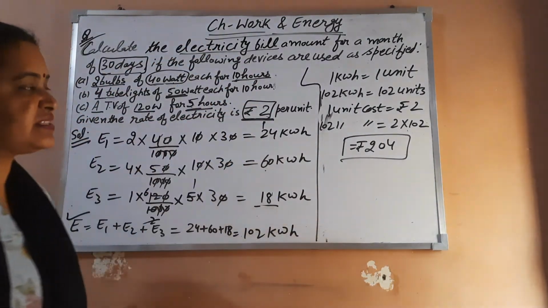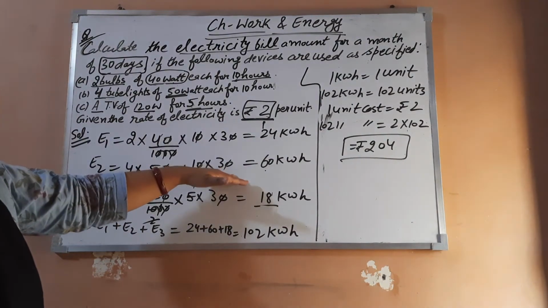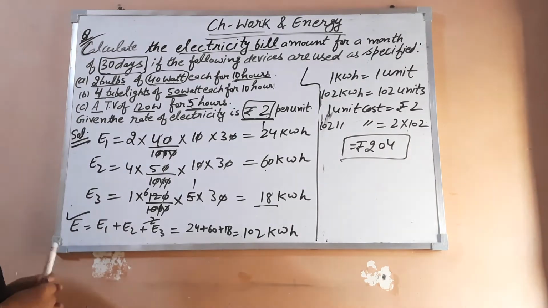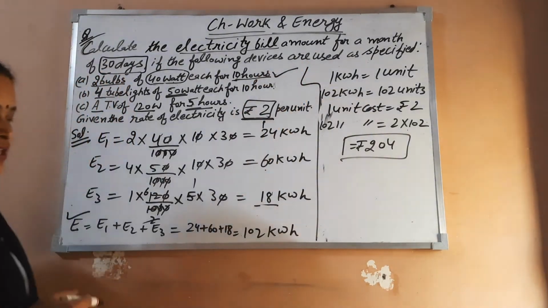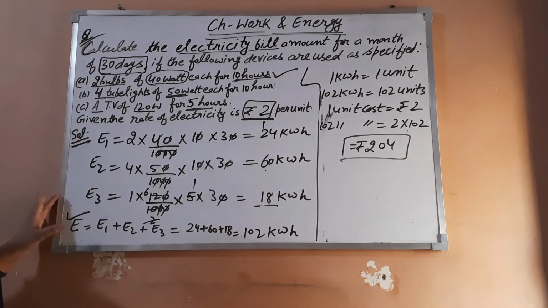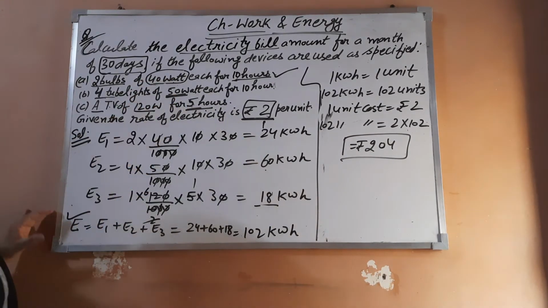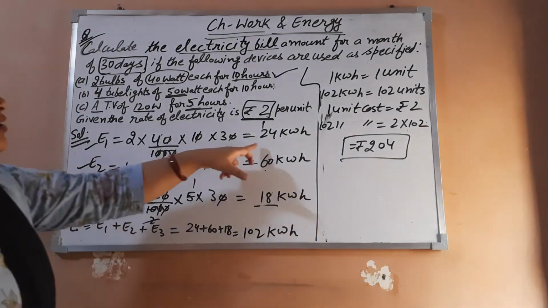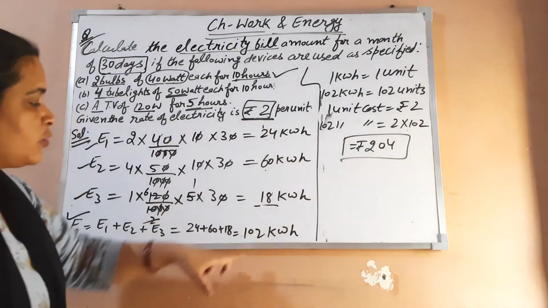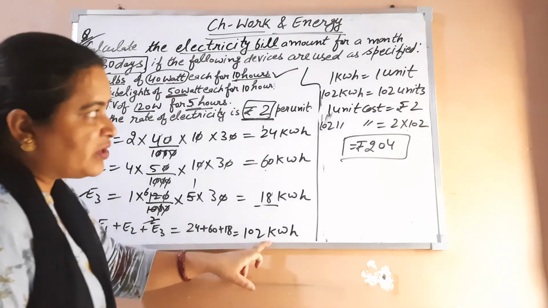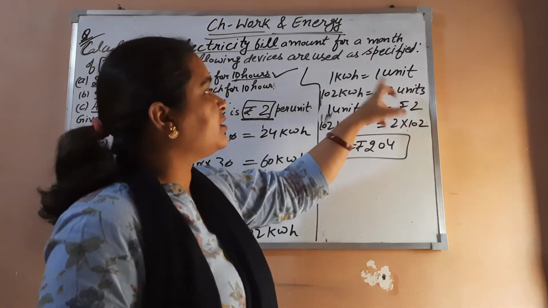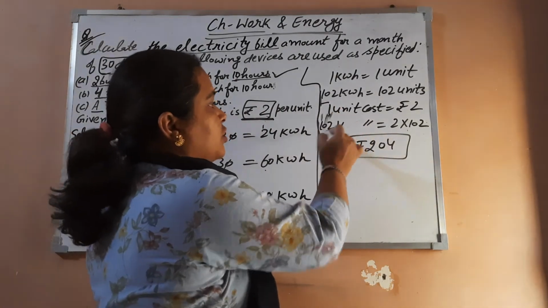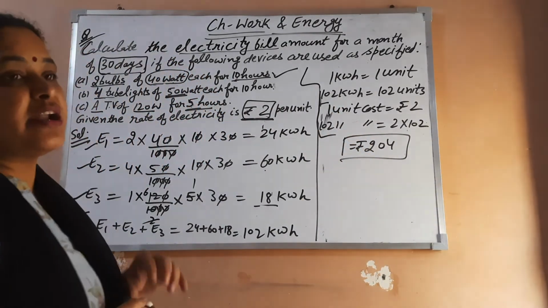If these values are given in the paper and you get this type of question, it will be for 5 marks or 3 marks. If only one device is given, then it can be for 2 marks or 1 mark. But when different devices are given, you calculate their different energies and consumptions, and then add all the energies of the devices. The cost of 1 unit is always given in the paper. Then we calculate the total cost. 1 unit is 1 kilowatt hour.